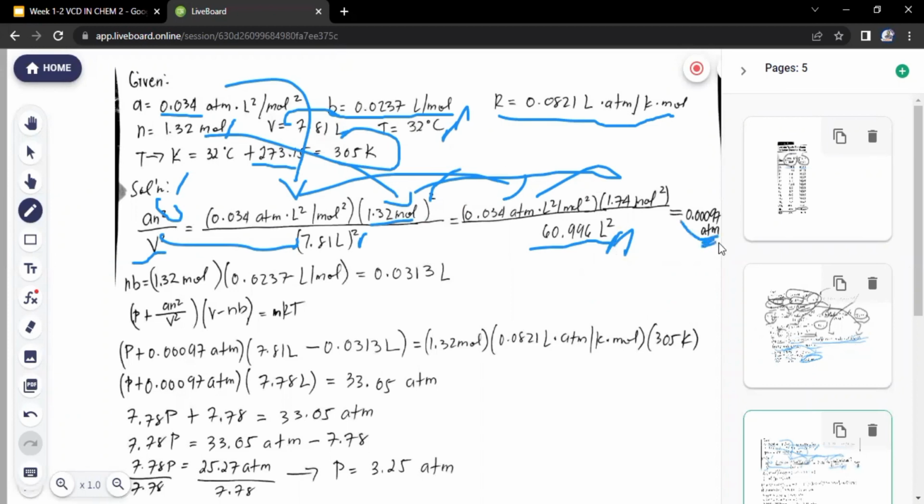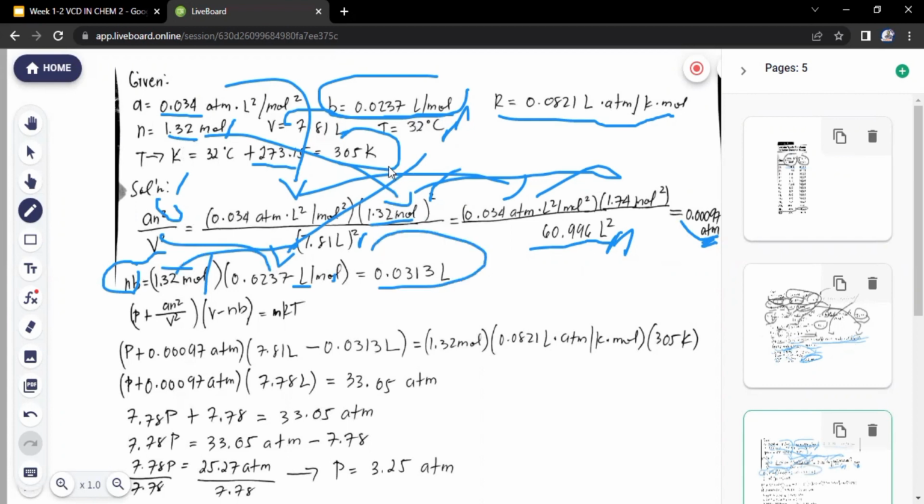This is the answer for that. And then find the value of your nb. For the mole, that is 1.32 moles here, and the value of your b is 0.0237. Multiply that, cancel the mole unit, you will be left with the liter unit. Then multiplying, you will have 0.0313 liters.